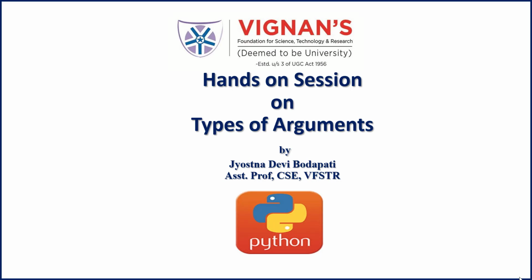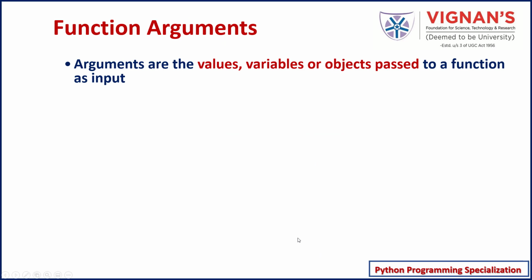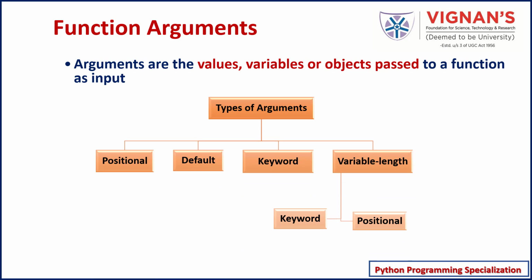In the previous videos, we have seen how to define functions, how to call them, and then how to pass parameters and how to return values from the functions in Python. So arguments are basically the values, variables, or the objects that are passed to a function as input while calling the function. And Python supports various ways of passing these arguments to functions while calling the functions.